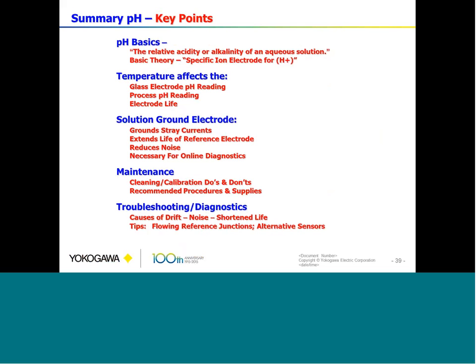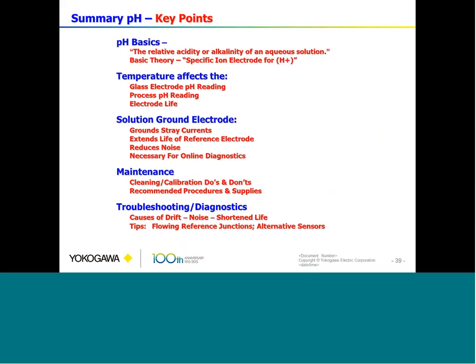So we've gone over a number of areas. We've talked about some basics and that the pH electrode is really a specific ion electrode. We talked about temperature effects and how it affects the electrode itself and how the process also can have a temperature coefficient. We looked at the solution ground and the value that gives us when reducing noise and giving us the ability to do online diagnostics.